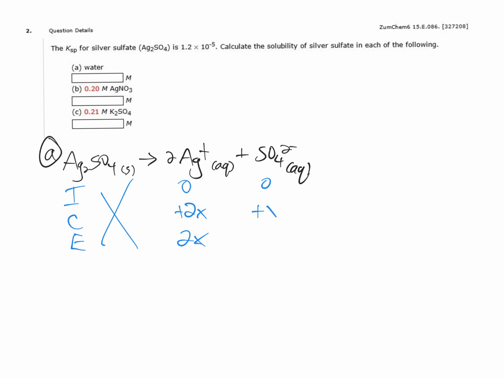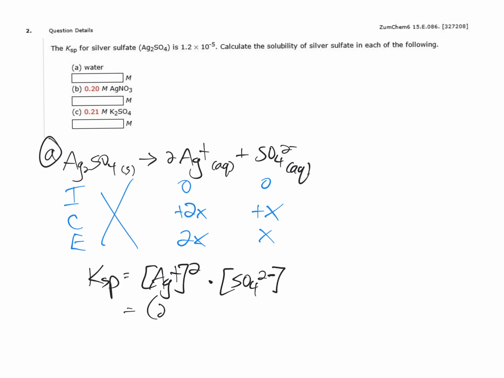And if we just flesh out the ice table, make sure that you're aware that the coefficient 2 in front of silver means that it's plus 2x rather than plus 1x when making that ice table. We'll write an expression for KSP, square the concentration of silver, and then multiply it by the concentration of sulfate. So (2x) squared times x works out to be 4x cubed, and that's all equal to the given KSP value, which they gave us at the top, of 1.2 times 10 to the negative fifth.